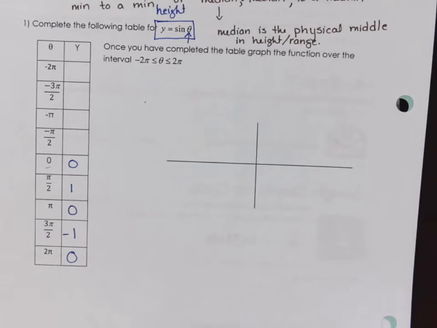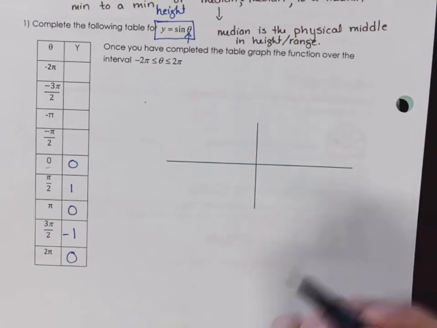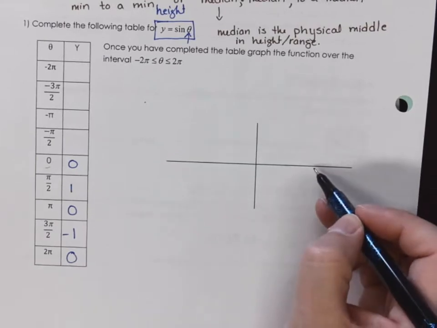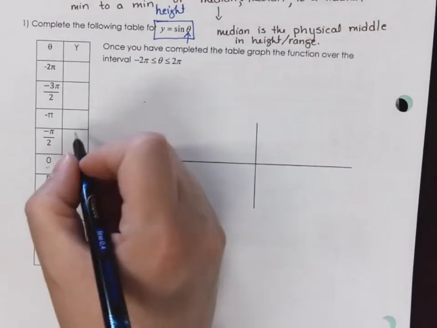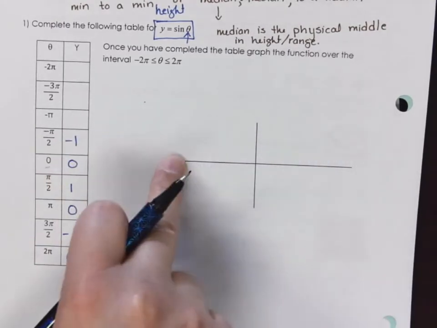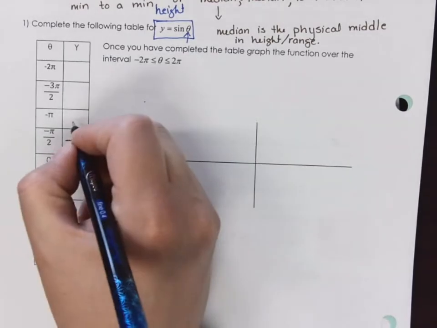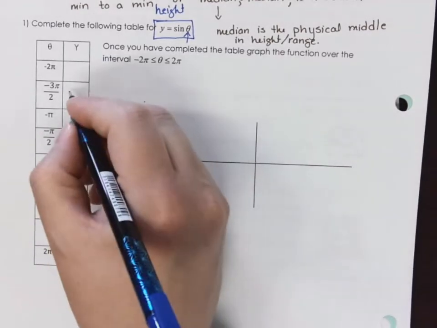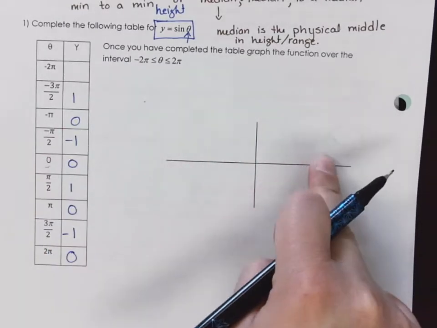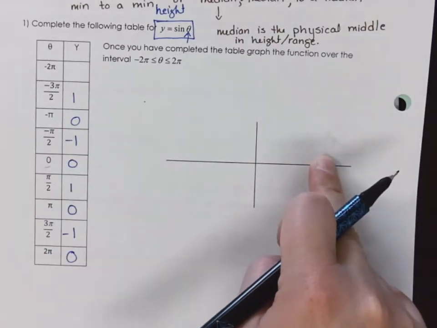Okay, so now let's do the negative rotation. So you are at negative 2 pi. Negative 2 pi, y value 0. Negative 3 pi over 2, 1. Negative pi, 0.